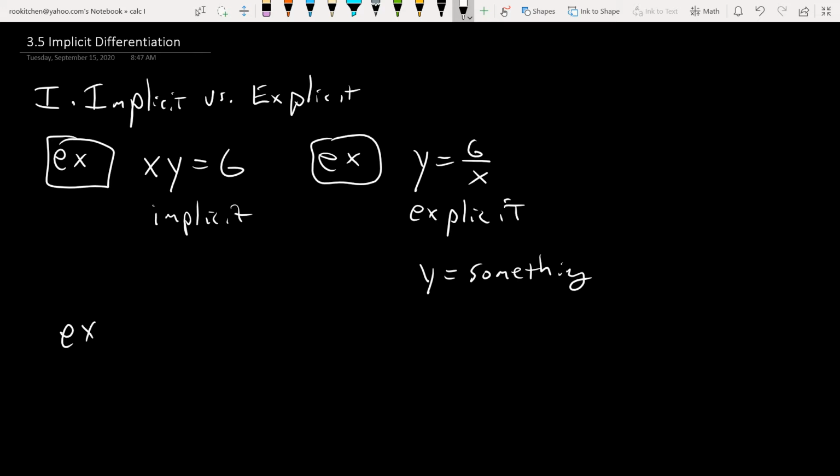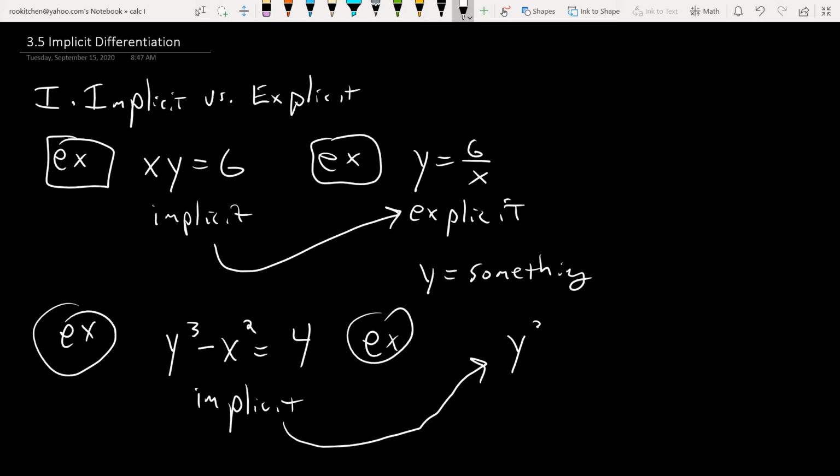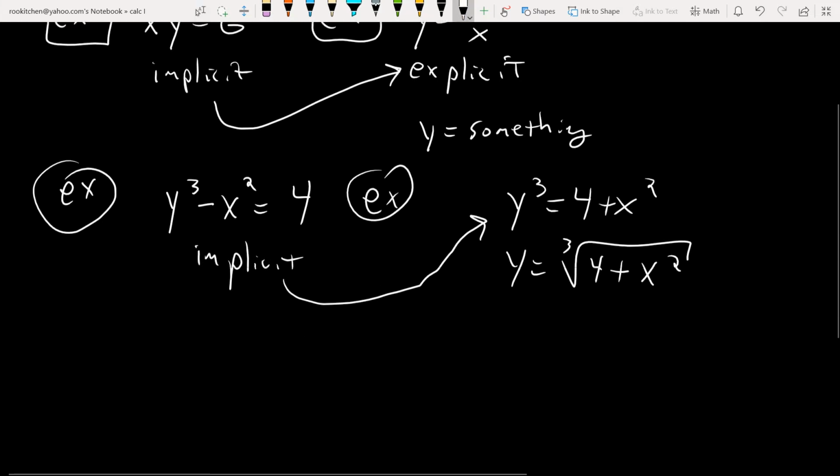Here's an example: y cubed minus x squared equals 4. Okay, so this thing is written implicitly. The explicit version, we can actually get this into this. So if you noticed, this implicit form can be written explicitly like this. Again, you could take this implicit form and write it explicitly by solving for y. So you could go like y cubed is 4 plus x squared. And then y will equal the cube root of 4 plus x squared. Right. So another example then, and this is explicit.